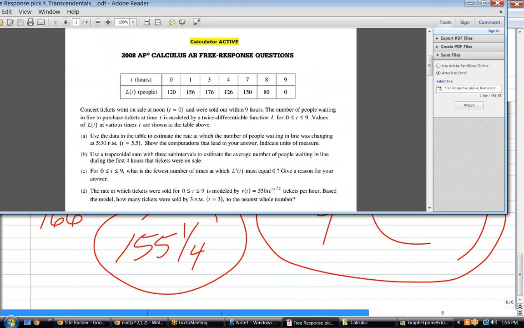All right, so that answers B. There was an average of 155 1/4 people waiting, and that kind of makes sense. If you look at that table, that's certainly a ballpark figure. In other words, we wouldn't have wanted to come up with 200, right? Your answers always have to make sense.